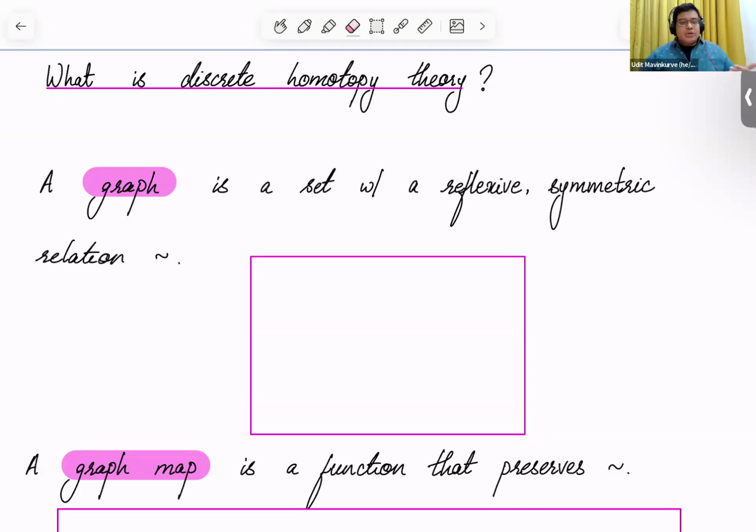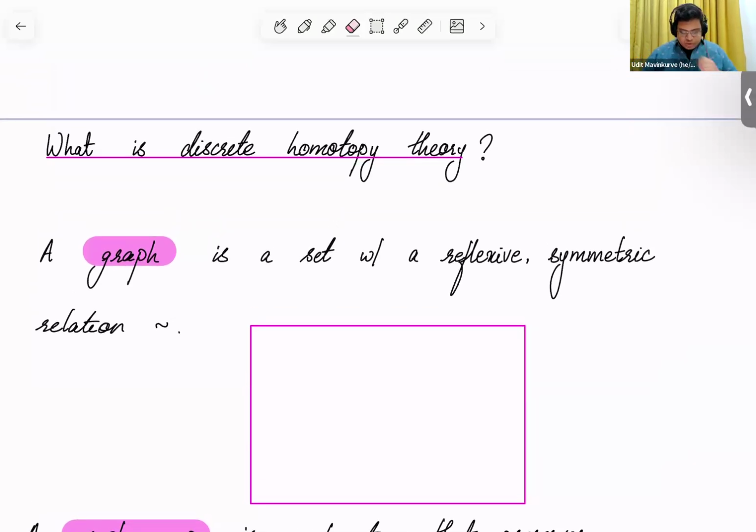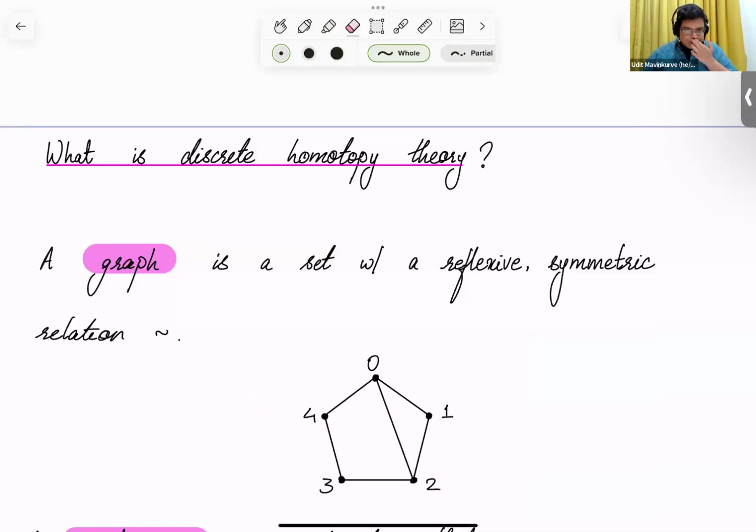So let's begin by specifying what graphs are for us. A graph for us is a set equipped with a reflexive and symmetric relation, tilde. And we're going to depict graphs as follows. I think there might be a lag between my iPad and Zoom. I hope that's fine and won't cause too much chaos.